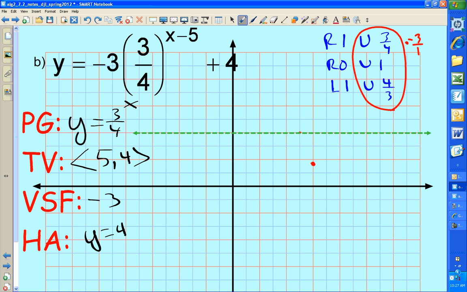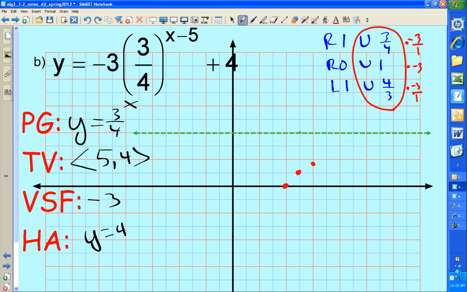Right 0 up 1 becomes, we're going to multiply by -3. Right 0, down 3. And then left 1 up 4/3, we're going to multiply by -3 over 1, -4. So left 1, down 4. But it's a flipped over landing.